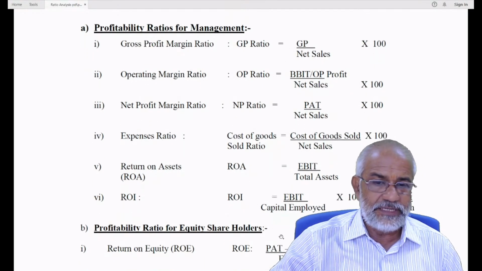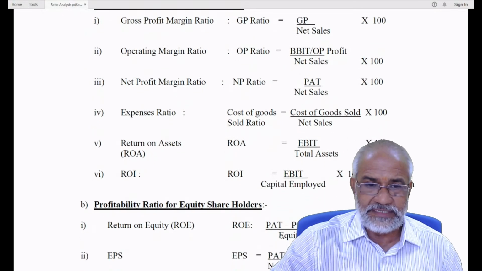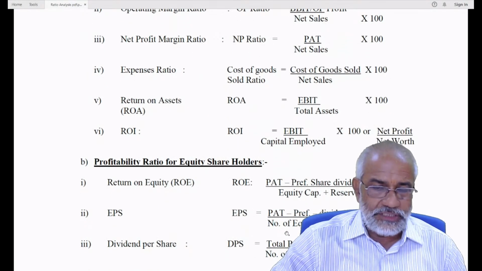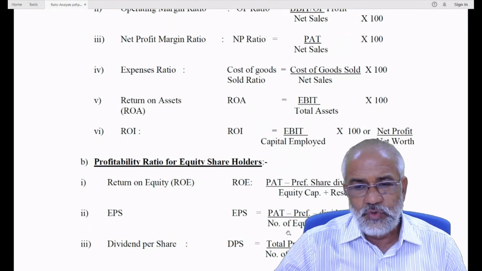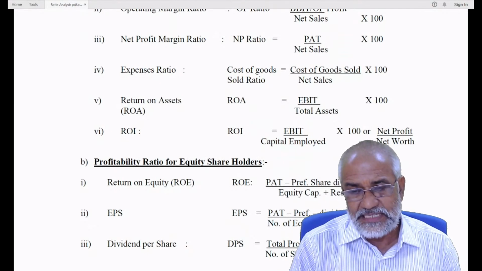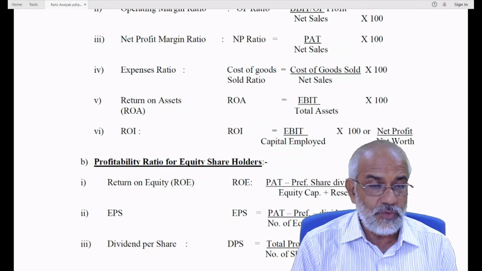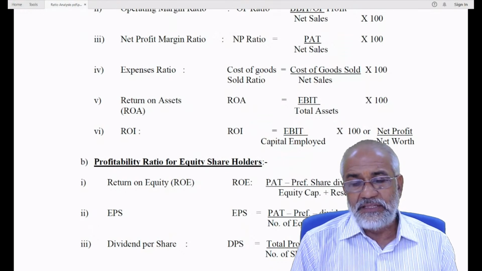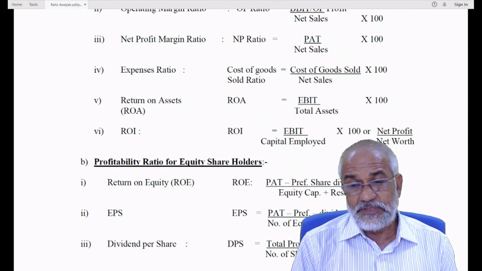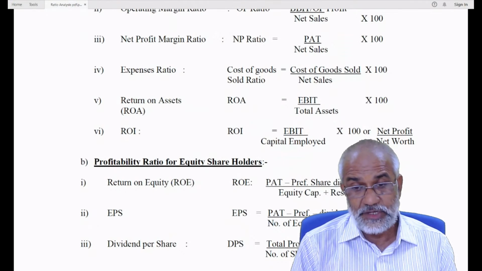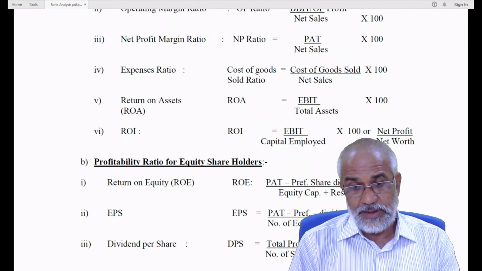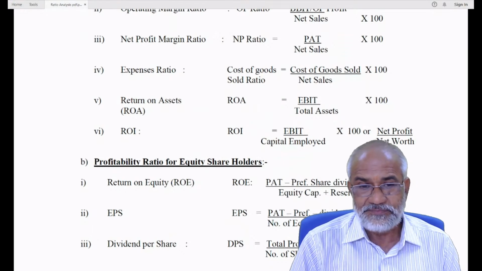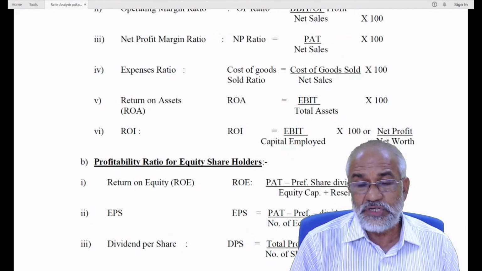Then let us go to the profitability ratio where the equity shareholders are interested. Under that category, the first one would be the return on equity, ROE. Return on equity is equal to profit after tax minus preference share dividend, or the dividend payable to the preference shareholders. That has to be deducted from the profit after tax, and the whole has to be divided by the equity shares plus reserves and surplus. In other words, the net worth of the organization, and it has to be multiplied by 100 for determination of the return on equity. That means how much return the equity holders are getting.